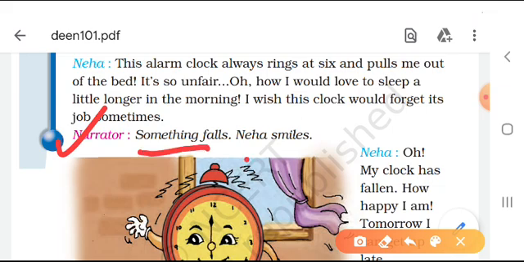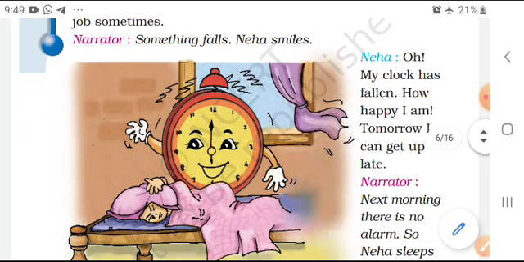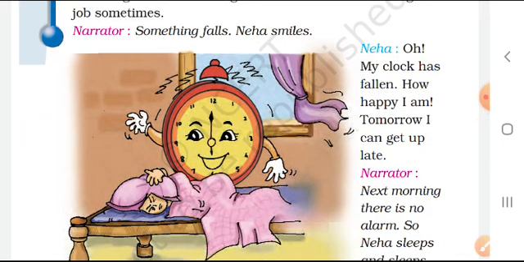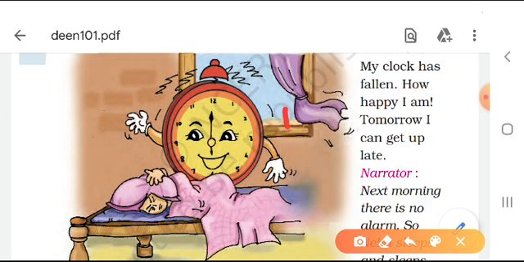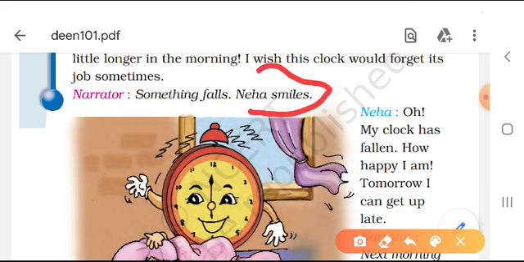Something falls. Neha smiles. As Neha said that this alarm clock forgot its job, at the same time something fell, and it was the alarm clock. It means the alarm clock fell and broke. So that is a good opportunity for Neha. There is no alarm clock, so she will sleep more. That is the reason Neha is smiling. Why is Neha smiling? Because Neha knows that now there is no alarm clock, so I will sleep more.